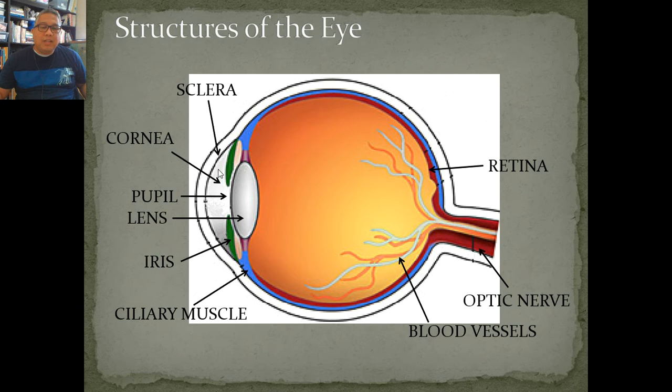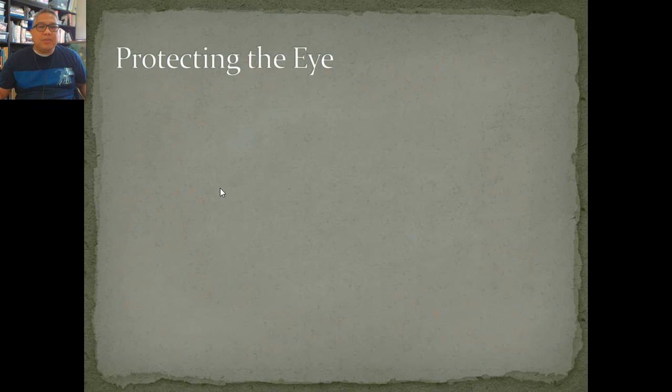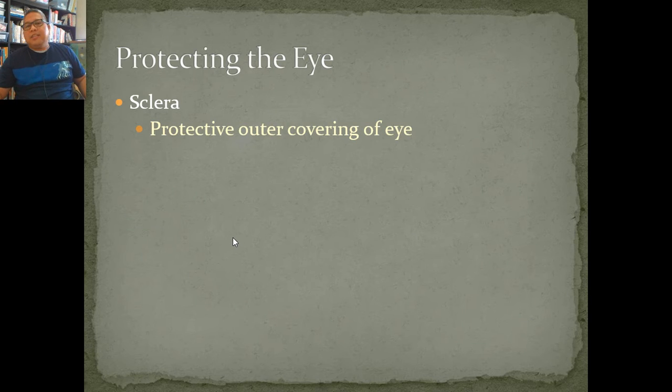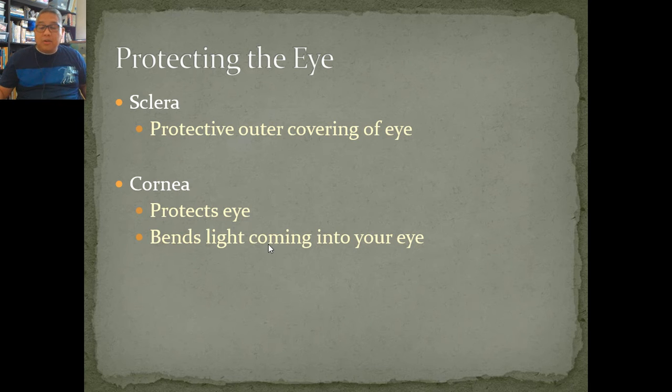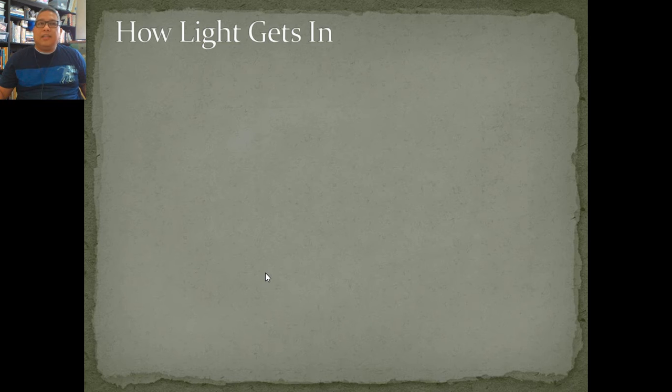So you have your cornea here. The sclera will protect the eye, and the cornea somehow bends the light. So we'll look at protecting the eye. The sclera is the protective outer covering of the eye. The cornea protects the eye also, but it also bends the light coming into your eye, and that makes it easier for the lens to bend and focus it.